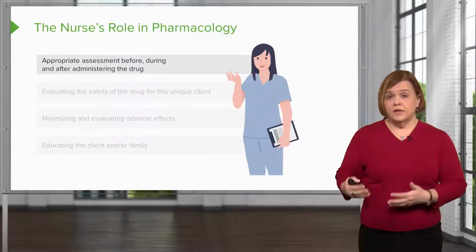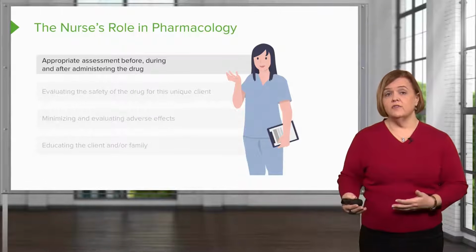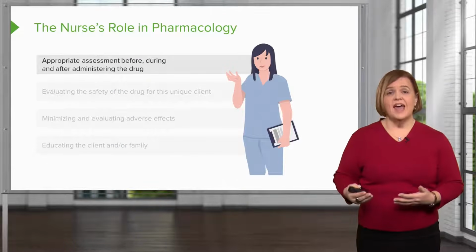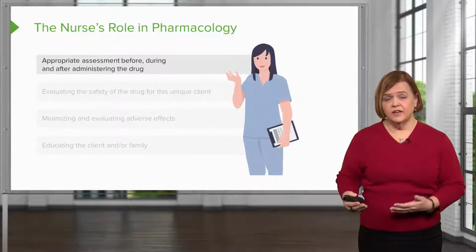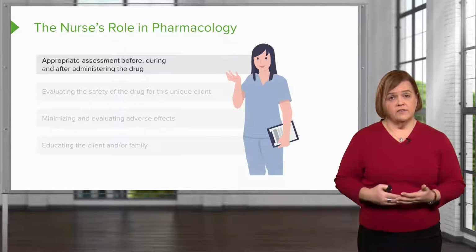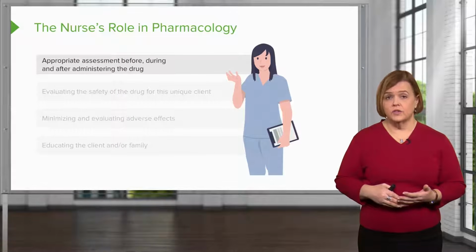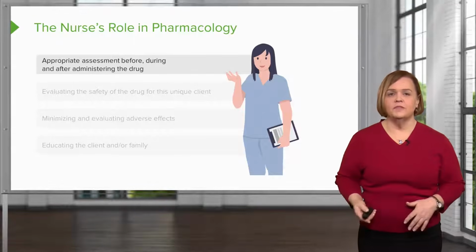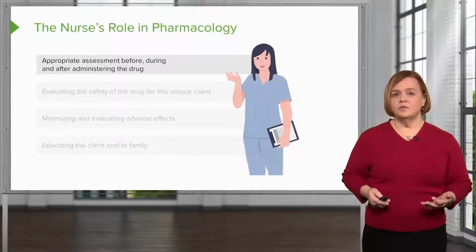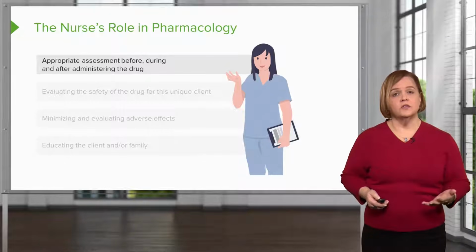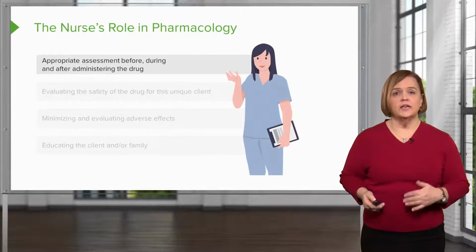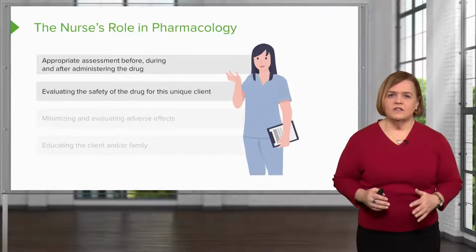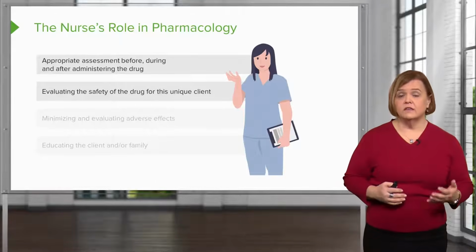Now, while the medication was being received, if I was giving an IV, I'd want to watch the patient for any response while I was giving the medication. And then after I gave the drug, if it was an IV medication, I'd be watching their heart rhythm strip to make sure there weren't any weird dysrhythmias or problems happening. So that's just an example with one type of medication, the appropriate assessment a nurse would do before, during, and after. Next, our job is to evaluate the safety of the drug for this unique client.